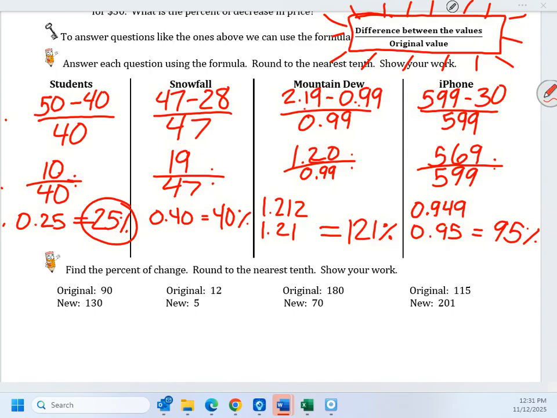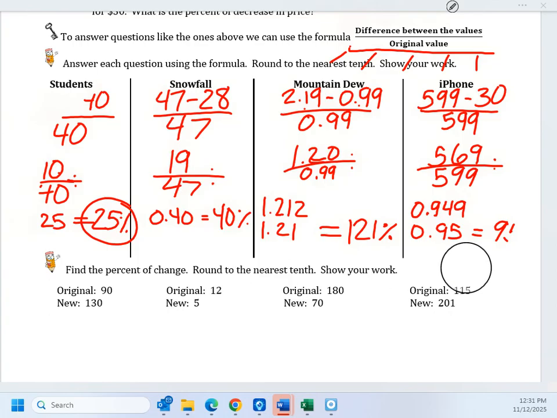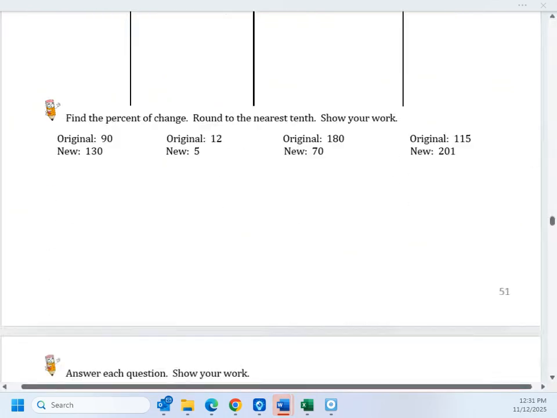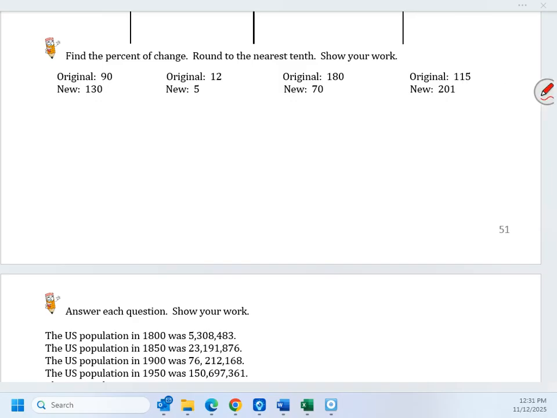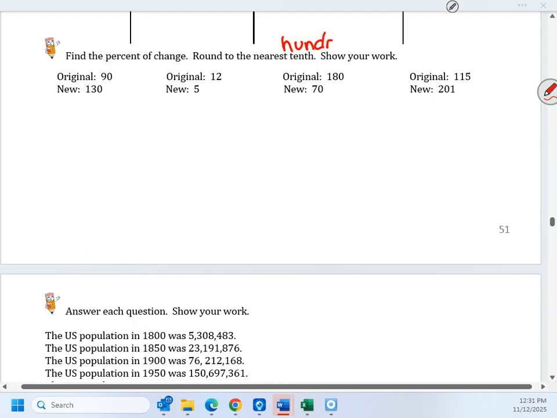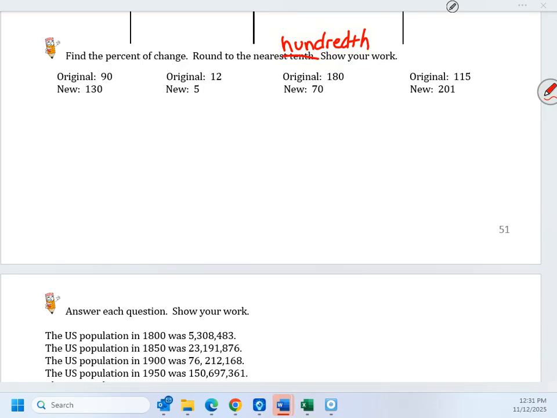All right, so let's scroll down. So find the percent of change, round to the nearest tenth. So I'm gonna say no. I don't know why he would do that. What should we round to? There's 100. So we're changing tenth to hundredth, because when we work with percents, in his answers, go to the hundredth place. So he just accidentally put tenth instead of hundredth. So cross off the tenth, put hundredth.